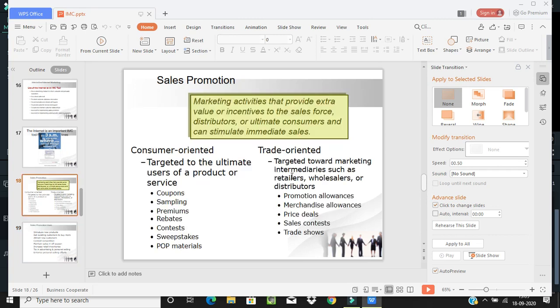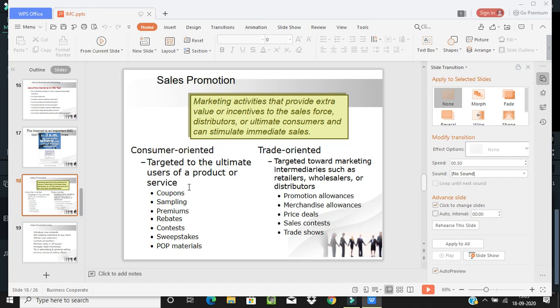Now, what is sales promotion? Sales promotion is a marketing activity that provides extra value or incentives to the sales force, distributors, or ultimate consumers and can stimulate immediate sales. So we are having two sides of things. One consumer oriented, another one is trade oriented.